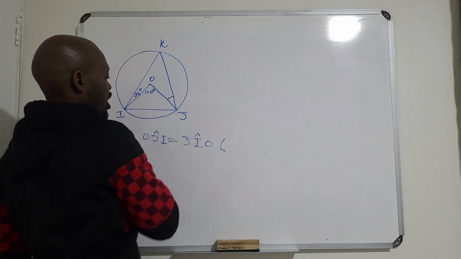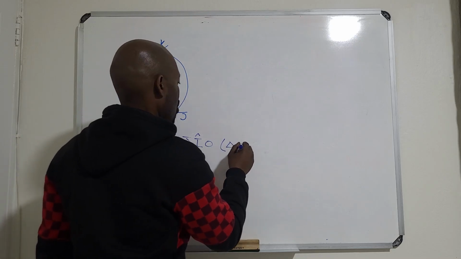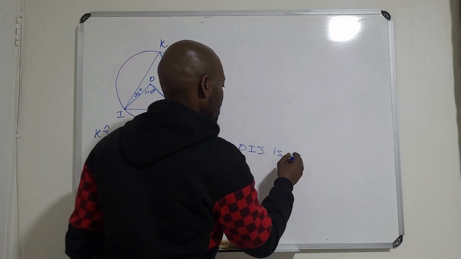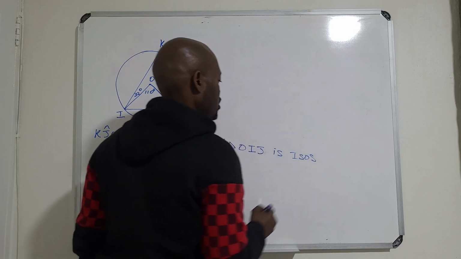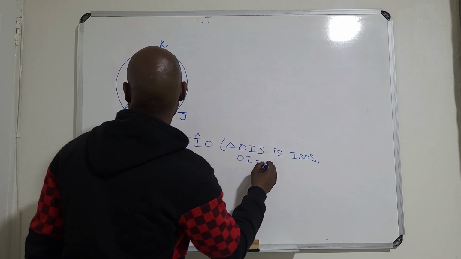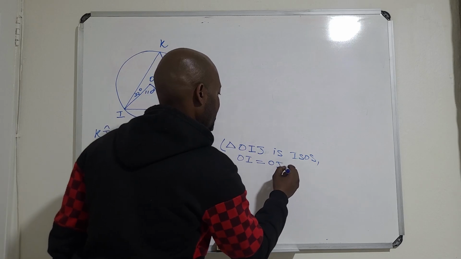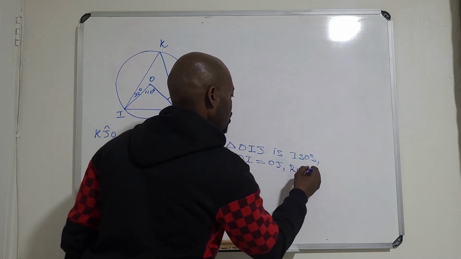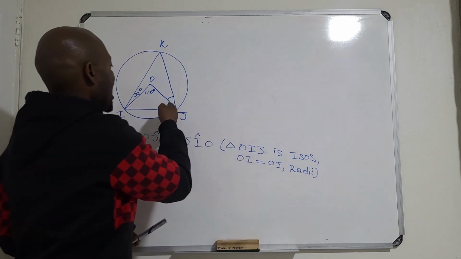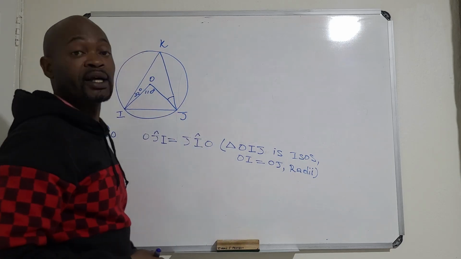is that this angle is equal to that angle, where we have triangle OIJ isosceles, since OI is equal to OJ, radii. We can say radii if we want, or base angles of an isosceles triangle are equal.